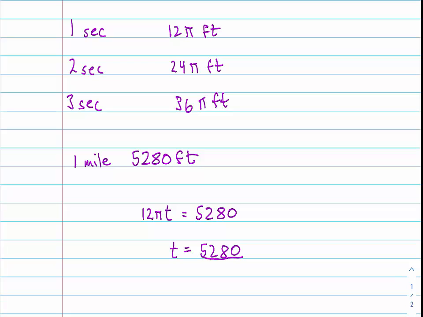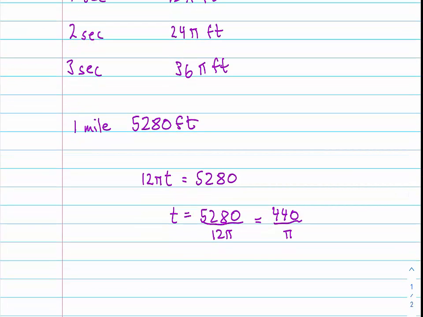5,280 divided by 12 pi. In other words, every second we get 12 pi additional feet. So we're saying, how many seconds until we actually get a mile? Okay, so let's go ahead and calculate that. Simplifying this a little bit, we get 440 over pi. That's how many seconds. So in that many seconds, we're going to have 5,280 feet.